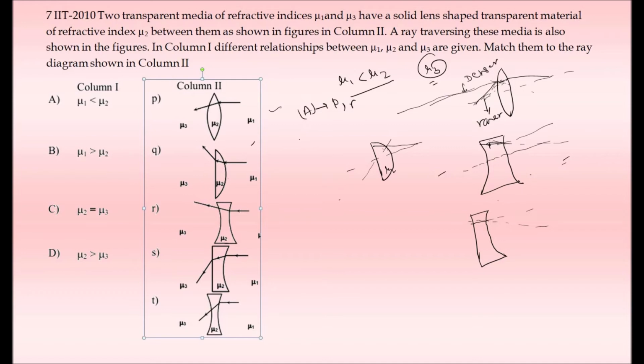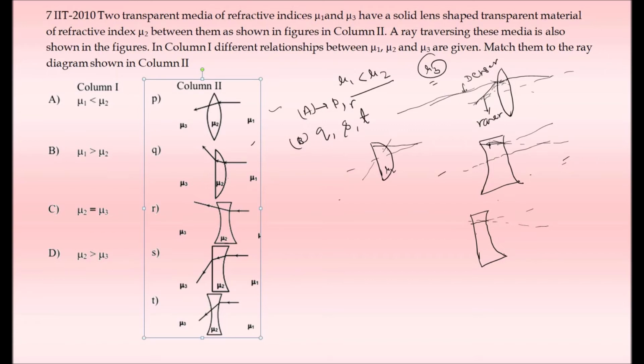Now we see the case B. Case B is when mu1 is greater than mu2. So clearly now the light ray is coming from denser to rarer medium, and in this way it will move away from the normal line. So clearly figure P will not happen because here the light ray is moving towards the normal line. The Q is correct, S is correct and T is correct.